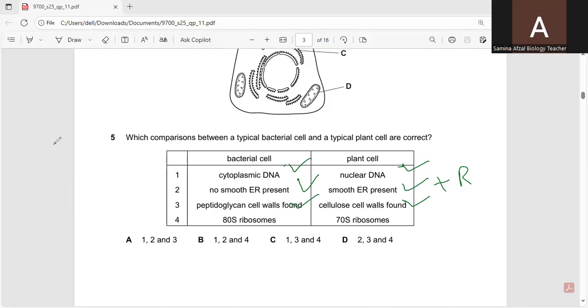The fourth, 80S ribosomes and 70S ribosomes. There are 70S ribosomes in bacteria, but in plant cells there are 80S ribosomes. So this is not the correct option. Number 4 is not correct. So according to 1, 2, and 3, they are the correct statements. So according to them, A is the correct option.